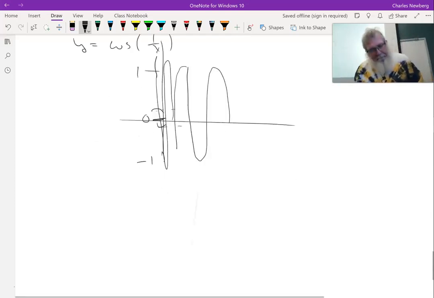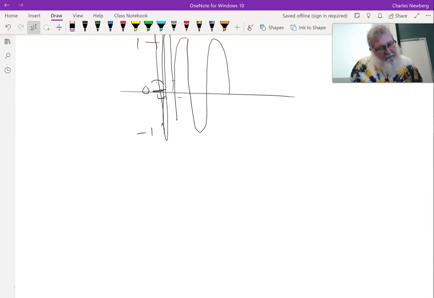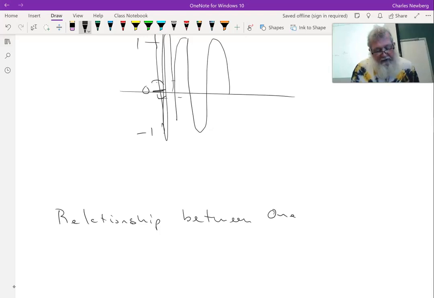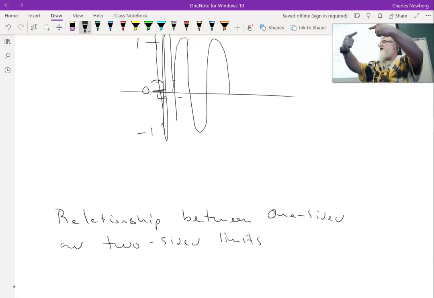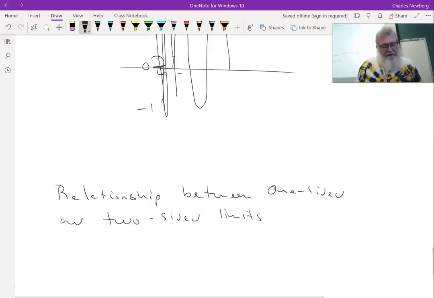Okay. Then we had one theorem I mentioned but didn't write up formally. In this book, it's called the relationship between one-sided and two-sided limits. The limit above was called two-sided because we had to be able to come in from both directions.